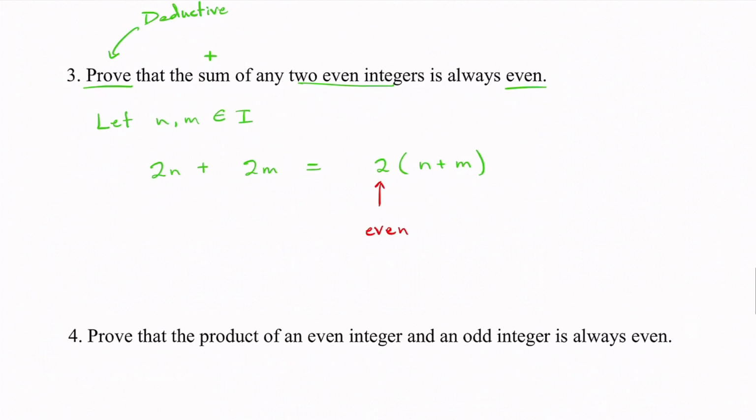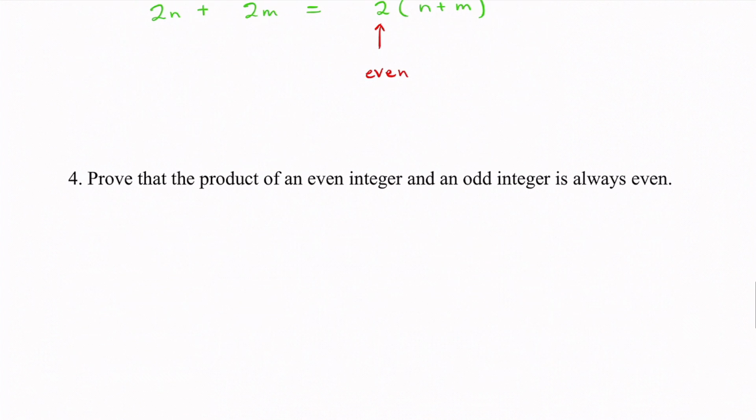So looking at number 4 here now, it says prove that the product of an even integer and an odd integer is always even. So again, I've got to come up with my numbers, and I'm going to need 2 because I need to use an even and an odd. So I'm going to say let n and m both be integers again. And this symbol just means is an element of. We've seen that before. So I have to produce an even integer and an odd integer.